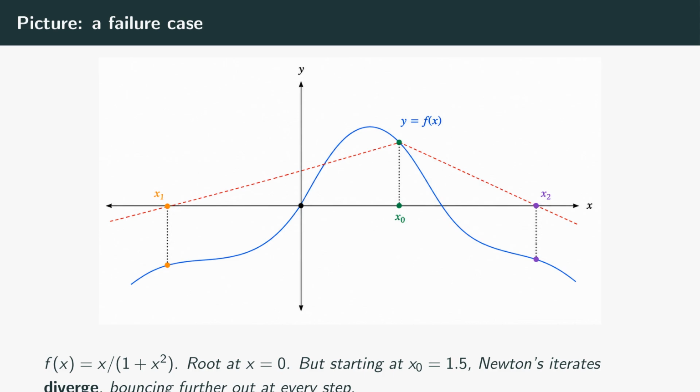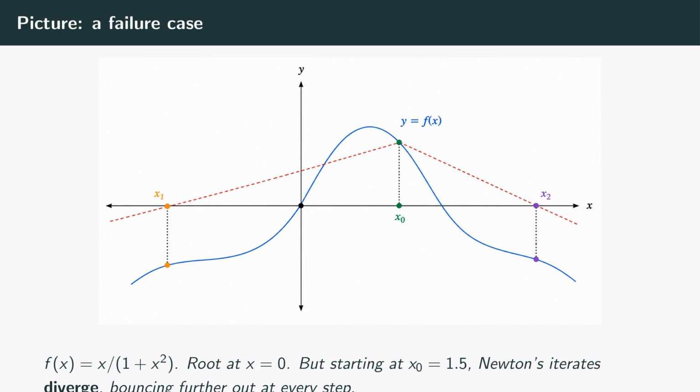Concrete failure picture. Take the function f of x equals x over the quantity 1 plus x squared. It has a single root at x equals 0. Near 0, f looks like x, and Newton's method converges beautifully. But if you start outside a critical distance, say x naught equals 1.5, something interesting happens. The tangent at x naught shoots down to the left, crossing the x-axis at x1, which is further from the root on the other side. By symmetry, the next tangent shoots back to the right, but even further. The iterates oscillate and grow without bound.